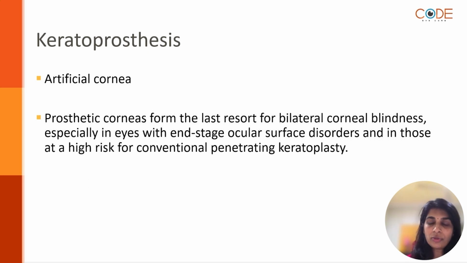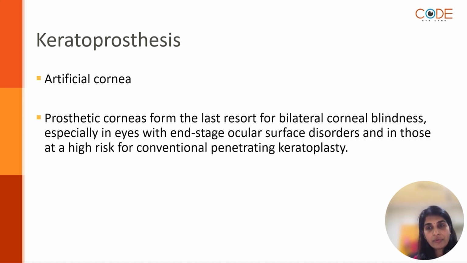So, I'm here to talk about keratoprosthesis and give an overview regarding the same. And keratoprosthesis, as we all know, basically means artificial cornea. Prosthetic corneas or KPROs form the last resort for bilateral corneal blindness, especially in eyes with end stage ocular surface disorders and in those which are at a high risk for conventional penetrating keratoplasty.